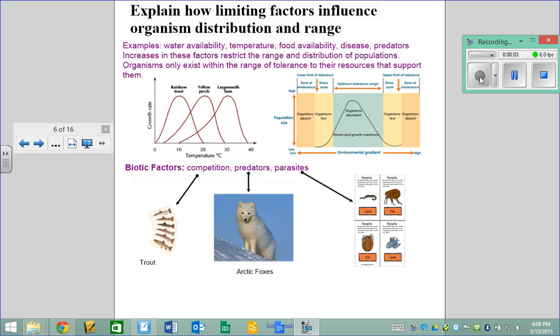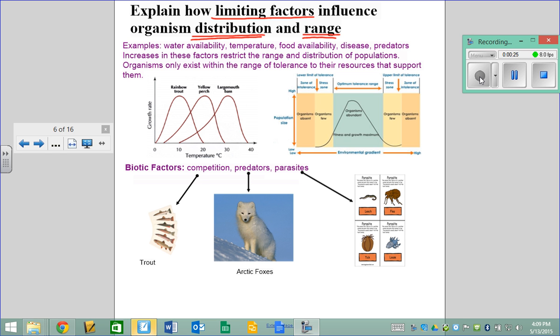Good afternoon. This is the second lesson in Chapter 3. Today we're going to build off what we did in the last lesson. Last lesson was about what biotic and abiotic factors are. And now we're going to describe how these things can be limiting on an organism's distribution and range.